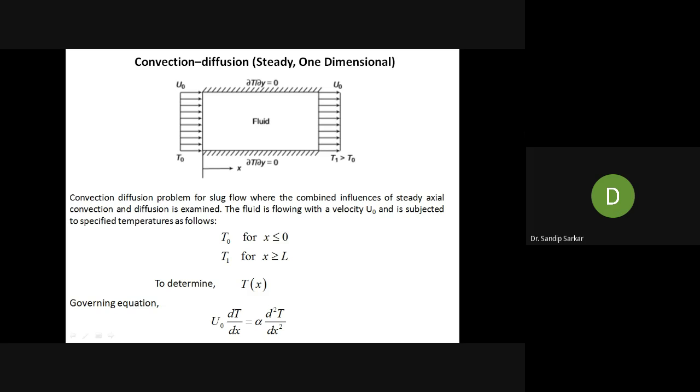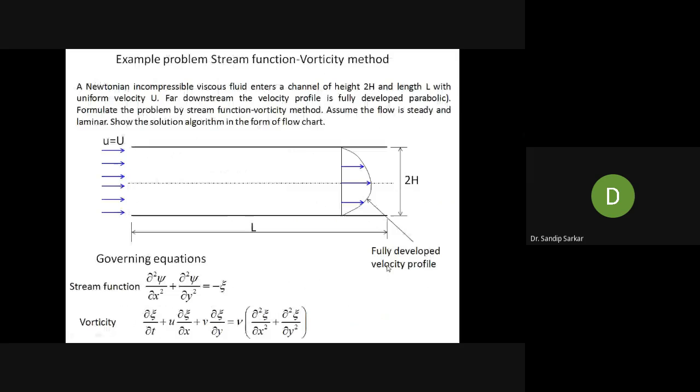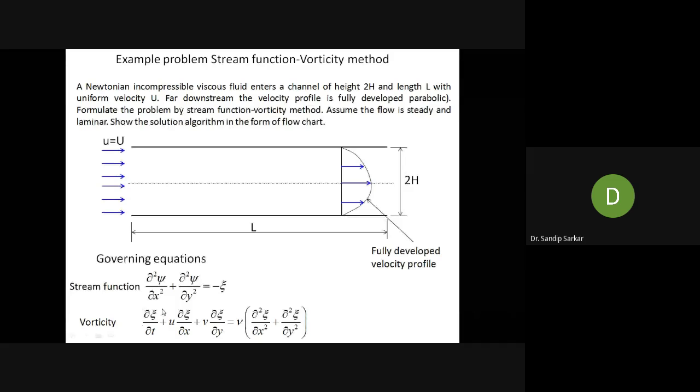For example, a typical example of a convection diffusion problem is your vorticity transport equation. So let us go back to our earlier slides. This is your vorticity transport equation. This is a two-dimensional vorticity transport equation, with x and y dimensions, where del zeta del t is your temporal term, or call it a time dependent term.